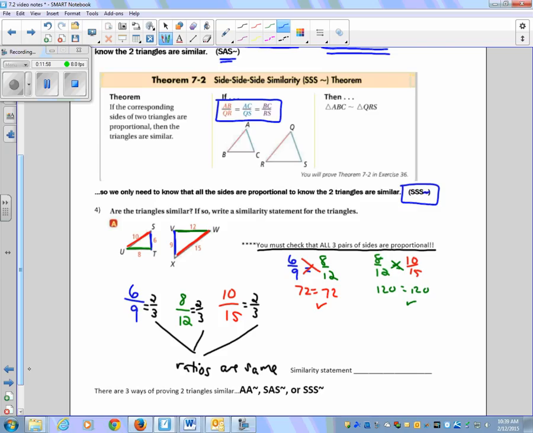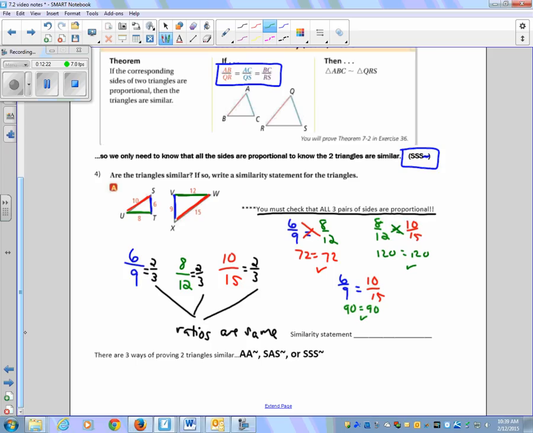So we did blue to green, we did green to red, now we need to do blue to red. So 6 is to 9 as 10 is to 15, cross multiply, and you get 90 equals 90, and that checks out. So all 3 check out to be proportional. Therefore, yes, this is similar by the SSS. And the similarity statement then would be, now you got to be careful of your order.